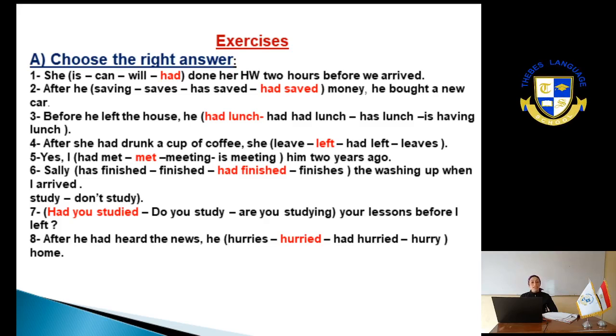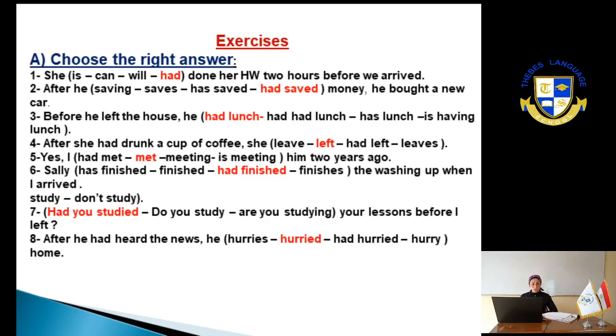Number 5. I had met, meeting, met him two years ago. Two years ago is the key word for which tense? Of course, the past simple tense, exactly. So in this case, we are going to use only "met" as the right answer for the past simple tense.